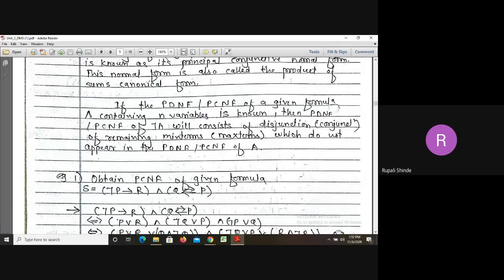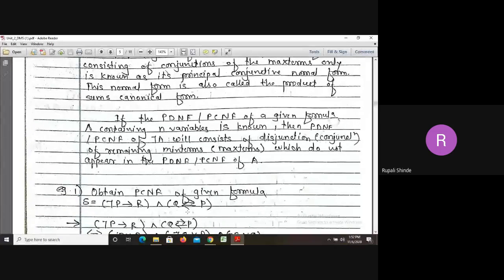Okay, correct. And Q biconditional P. So again I have to simplify this. First of all convert this Q biconditional P in terms of conditional and then remove that conditional. In the first chapter only we have seen this biconditional operator. It is Q conditional P and P conditional Q. Okay, now remove this conditional as well.